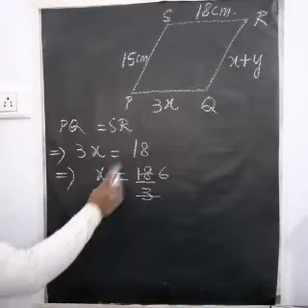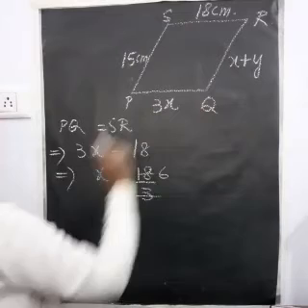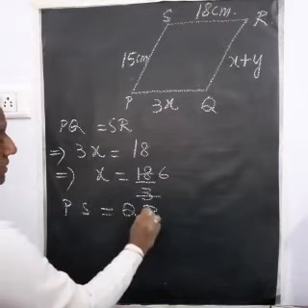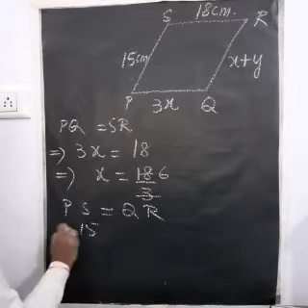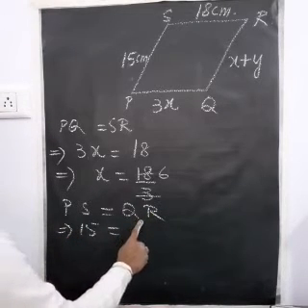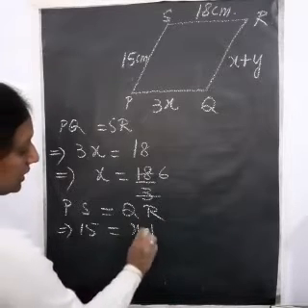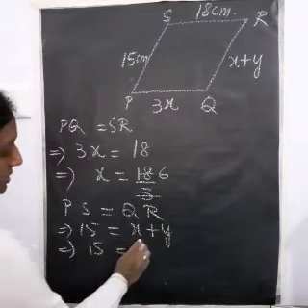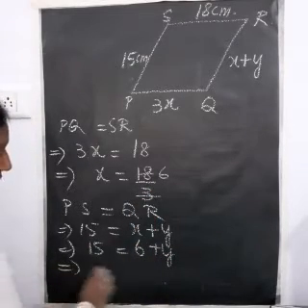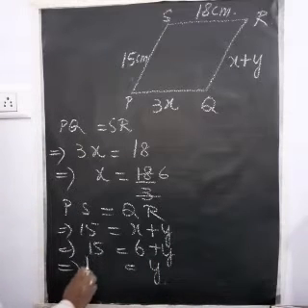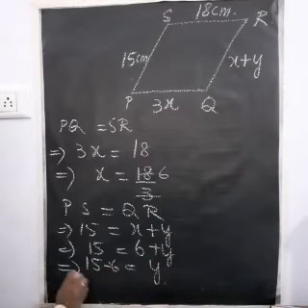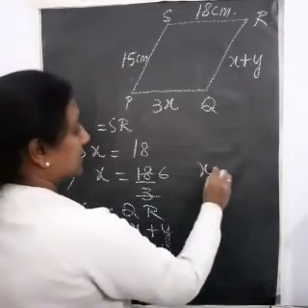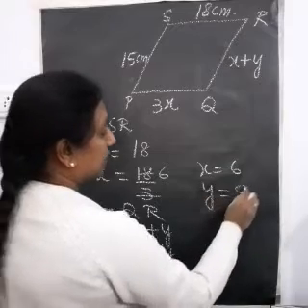Now if you know x value, now let us see. Now these two sides should be equal in a parallelogram. That is PS is equal to QR. Correct? Now what is PS? 15 is equal to, what is QR? X plus y. Okay. Now substitute, what is x? X is 6. 6 plus y. So what is y equal to? 15 minus 6. And that is 9 is equal to y. So what is the value of x? X I have got 6 and y I have got 9.